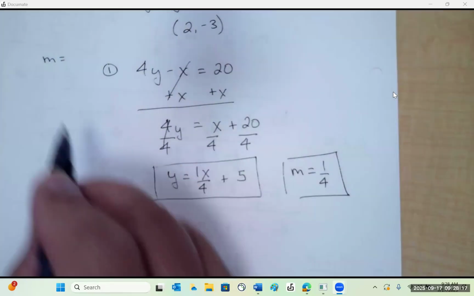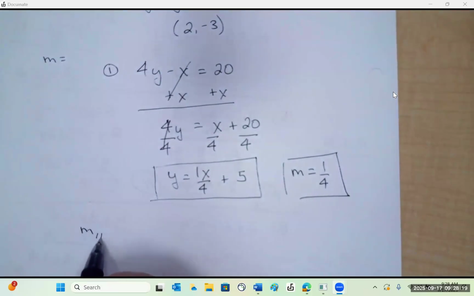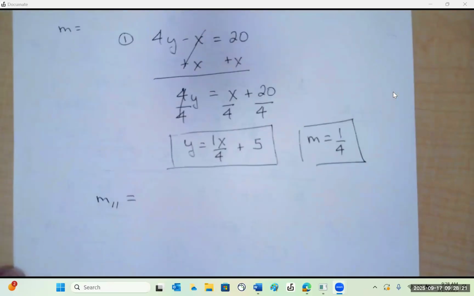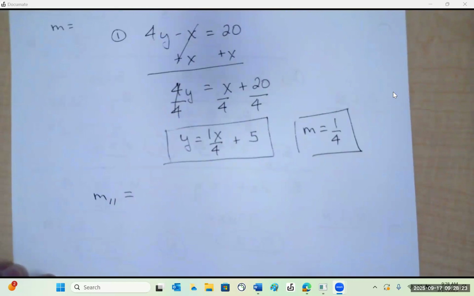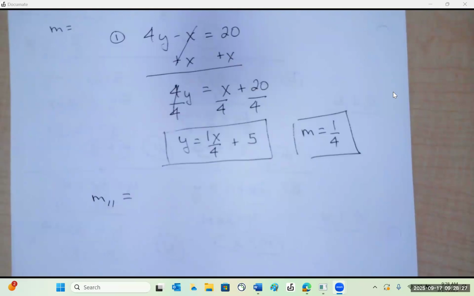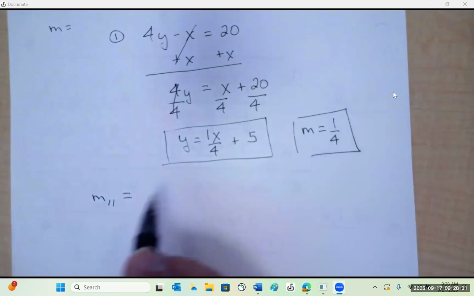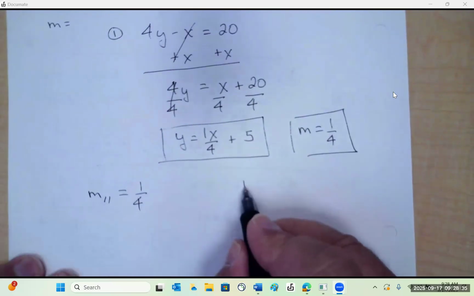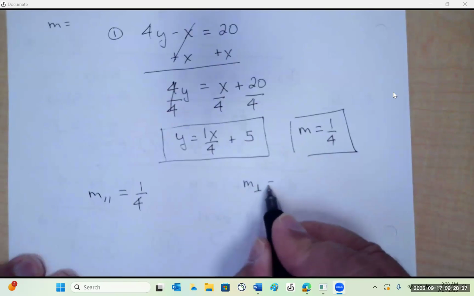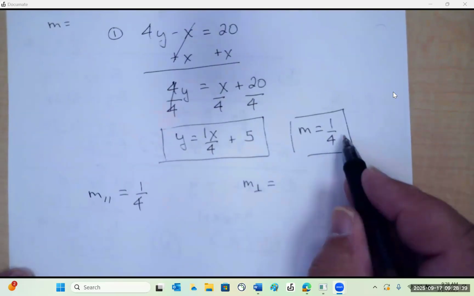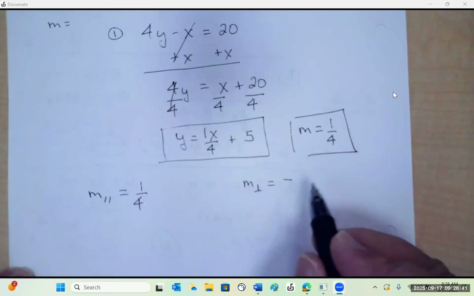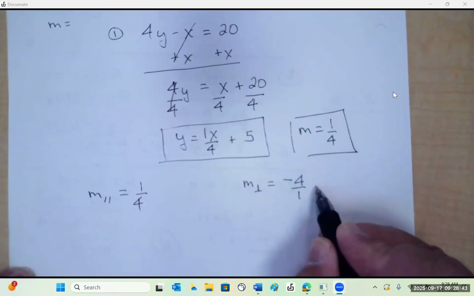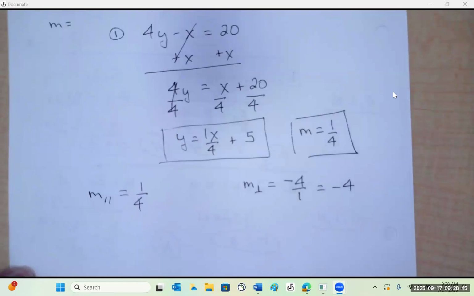So now we can figure out, we know the slope. Parallel is what? Yeah, it's the same. So if it's parallel, it's the same. If it's perpendicular, then we flip and change the sign, so it's negative. Flip 4 over 1. So it's just negative 4.